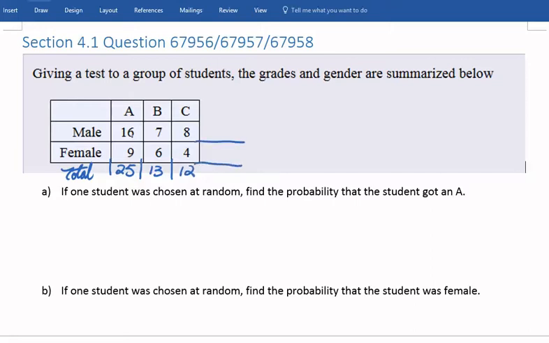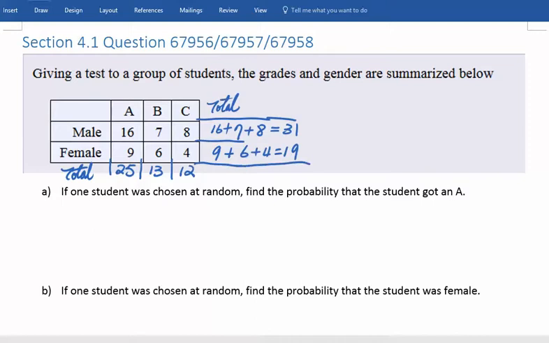And then 16, this is the calculation I have to carry out. Not in my head, so let me write it out. So 16 plus 7 plus 8, that is 31. 31 students are male. And 9 plus 6 plus 4, that is 19 students are female.